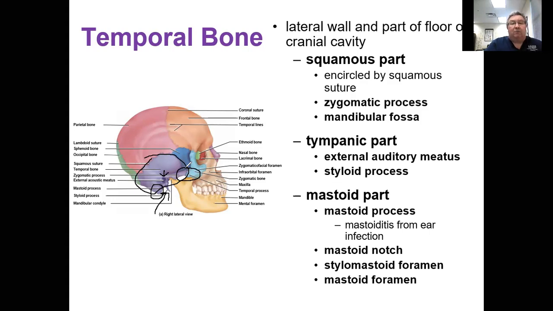That is the zygomatic process. So on the temporal bone, the structures that you're going to need to know are the zygomatic process, the external auditory meatus, the styloid process, and the mastoid process. Right? Those are the parts of the temporal bone that you will need to know.